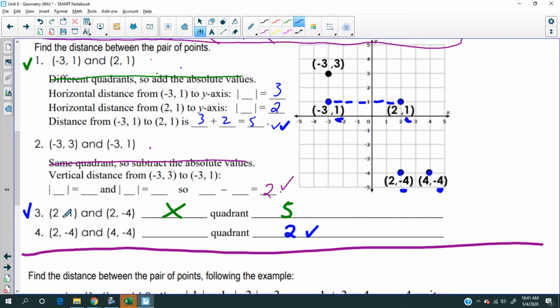And then lastly, 2, 1. I'll change the color now. 2, 1 to 2, -4. Notice how the two x values are the same. So what are we going to look at? Yeah, 1 to -4. How far is that? Well, you got the 1, and then 1, 2, 3, 4, 5. So that makes it 5 total.